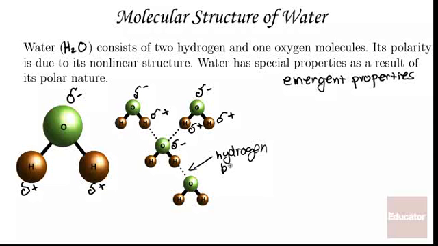Recall that hydrogen bonds are weak bonds, whereas covalent bonds are strong bonds. So a single hydrogen bond isn't going to do much, but many together can be strong, and they account for many of the special properties of water.